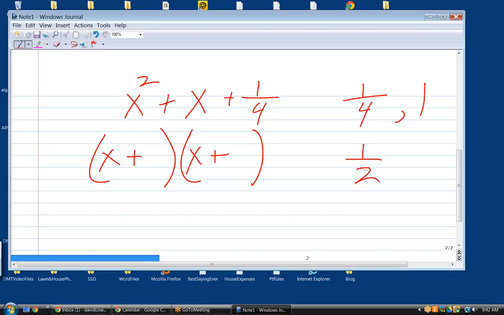I doubled 1/4, which means I have to take half of 1. Well, those are your two factors. 1/2 times 1/2 is 1/4. So they are factors of 1/4, and they do add to the number 1. So the answer is x plus 1/2, x plus 1/2.